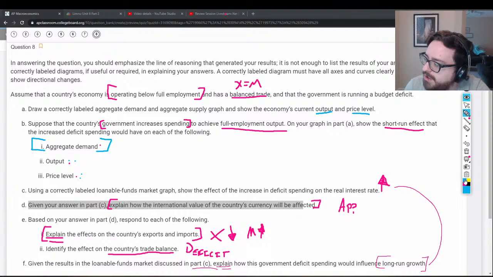So the long run growth for your economy would be decreasing. You would have less growth long term. Full answer explained. Here we go.